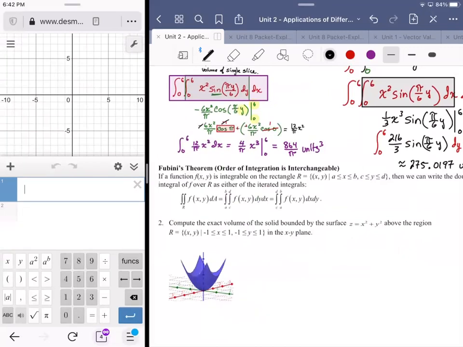Oh, you see a little font issue there. Above the region, and that region is rectangular. In fact, it's a square region in the XY plane. Okay.